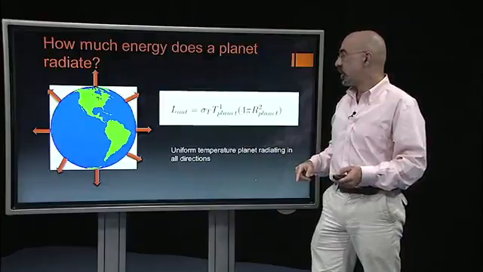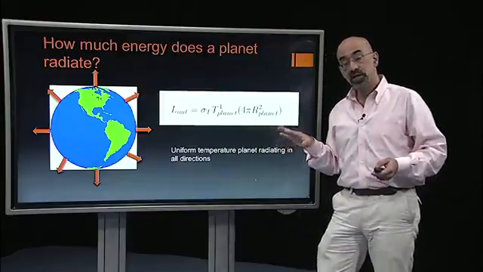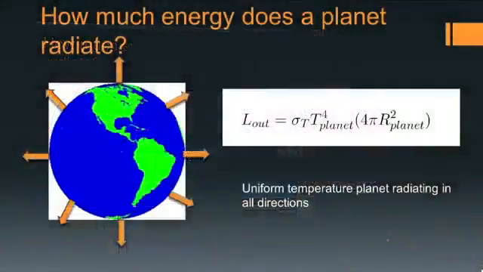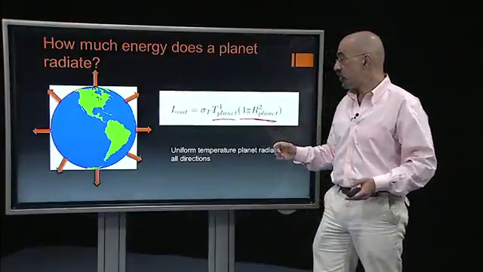How much energy does the planet radiate? Well, now we can apply the same equation that we applied to radiation from the sun. The energy this planet radiates depends on the planet's temperature and the surface area of the planet. A bigger planet will radiate more. A hotter planet will radiate more.